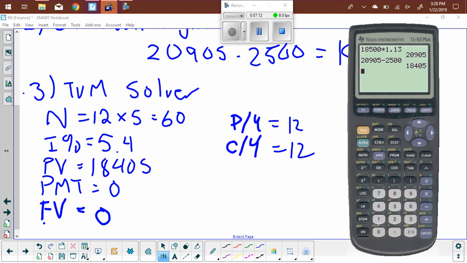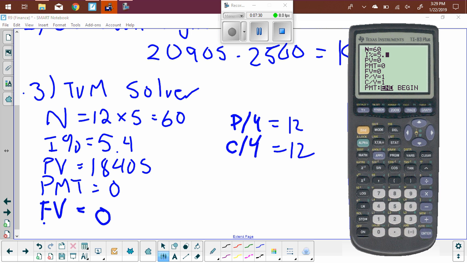So again, once you have a calculator, and if you don't have them yet, you should pause for a moment and get some to practice this part. Okay, we press apps, option 1, option 1. Okay, we'll fill in what we know. So it is 60 payments for N.